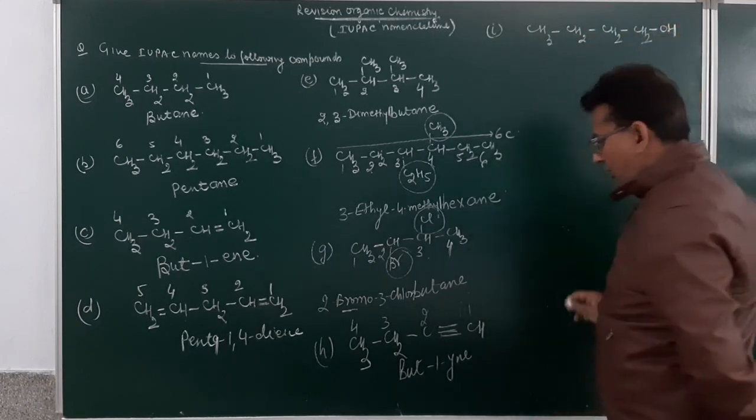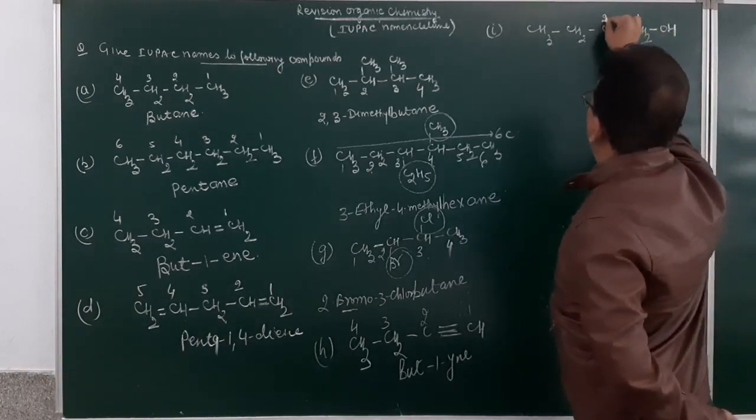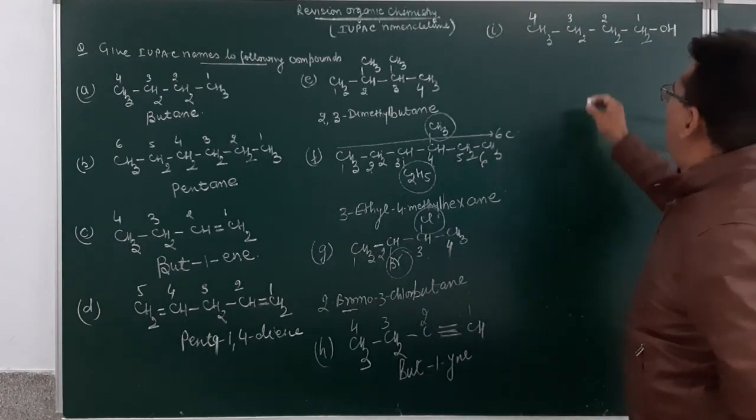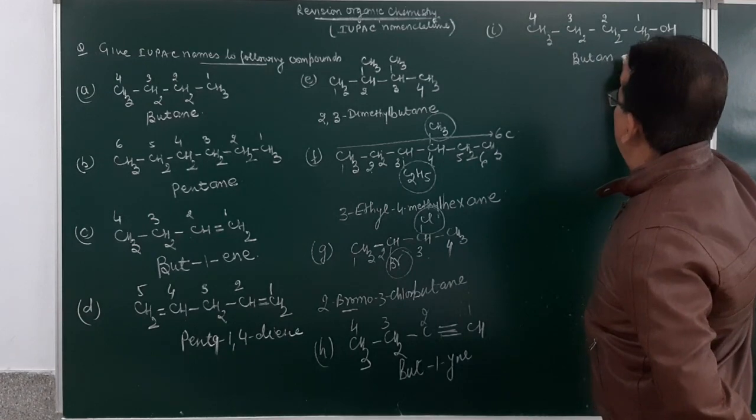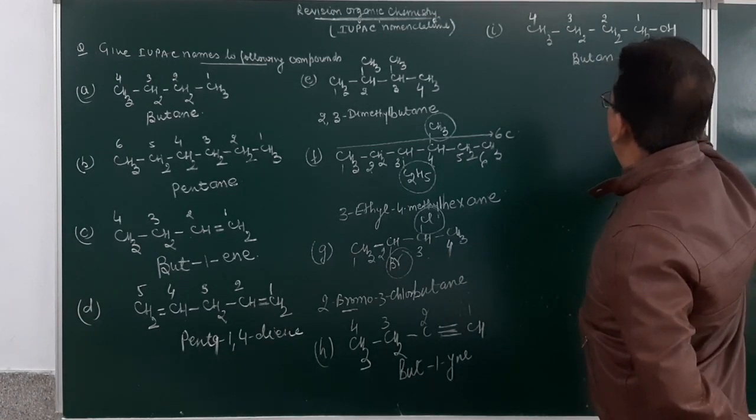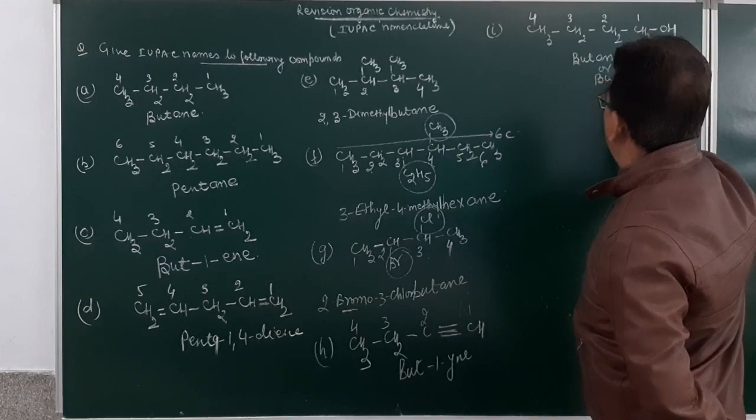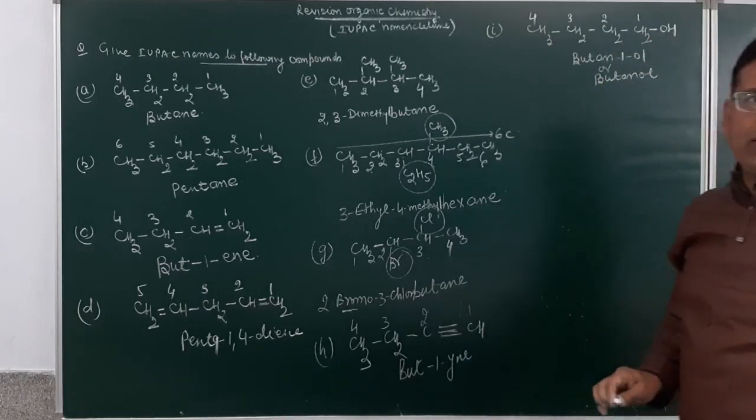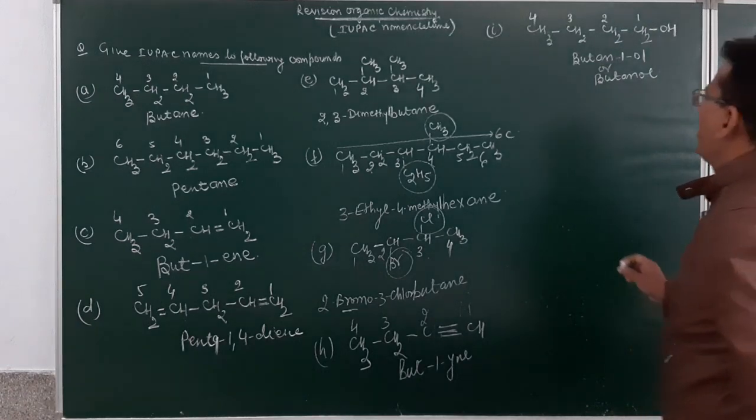Suppose we want to give a name to this compound. So this will be 1, 2, 3, and 4. For 4 carbon atoms, the root word will be what? But. Single bonded, ane, and then 1-ol, or we will say the name of this will be given as butanol. Is it clear? What is the functional group here? OH. The secondary suffix for this will be ol.